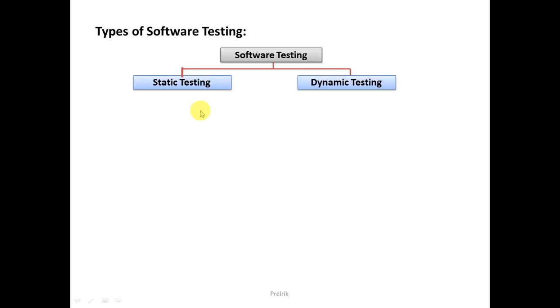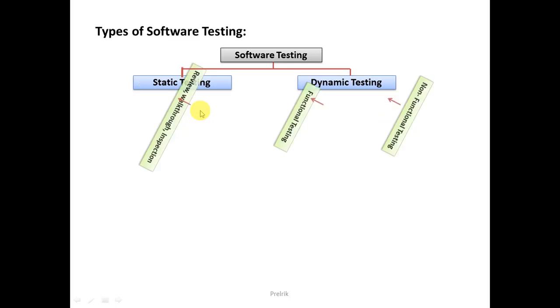So what does it mean? It means validating and checking the documents that have been created before the coding begins, or even if the coding has begun, there are certain ways of performing static testing on the code of that area. Okay, so let's see how we can achieve it.